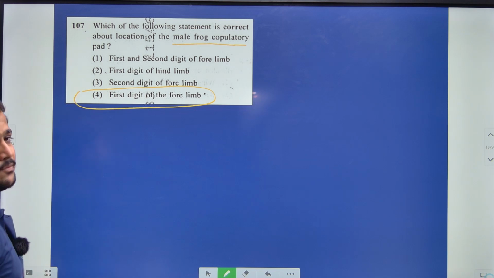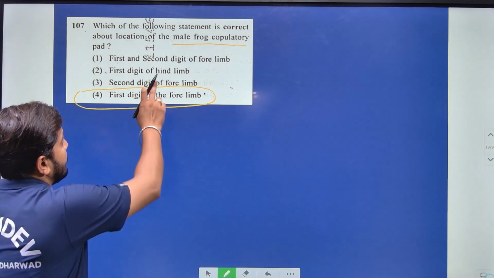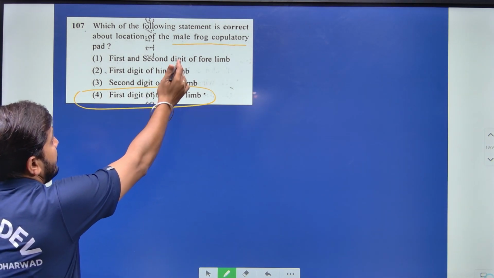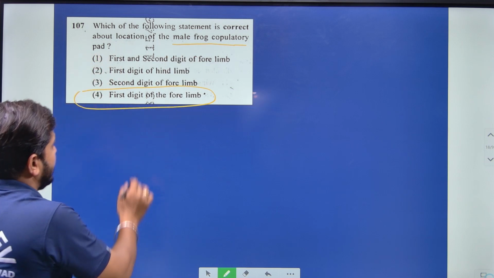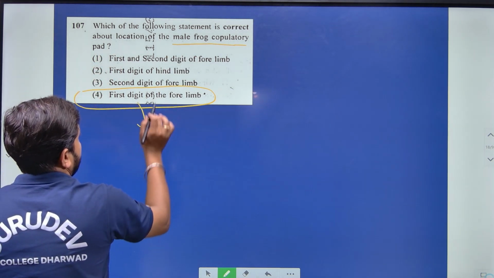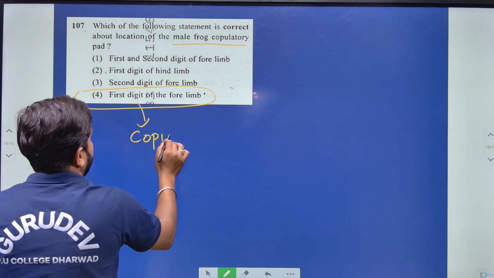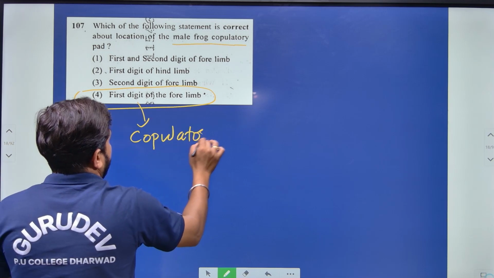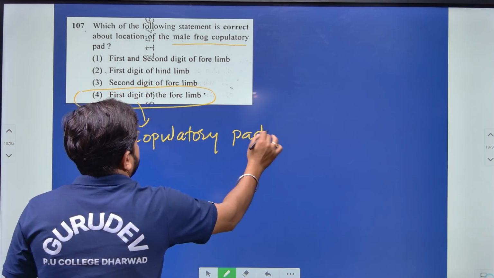The first digit of the forelimbs, there itself I am going to find the copulatory pad. So here itself, on the first digit of the forelimb, I am going to get the copulatory pads, right?